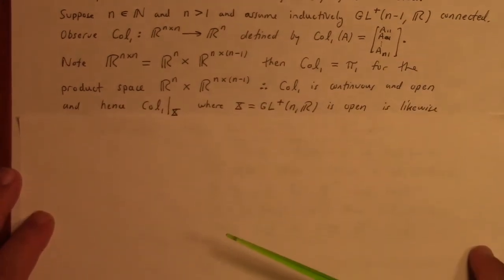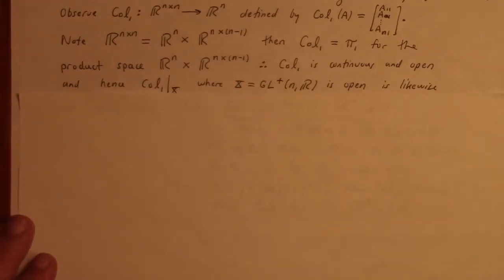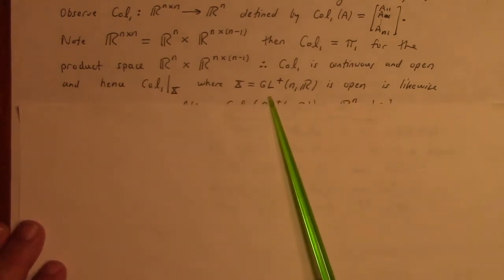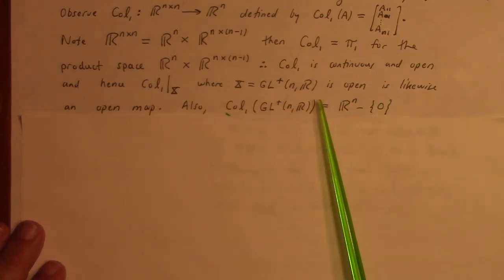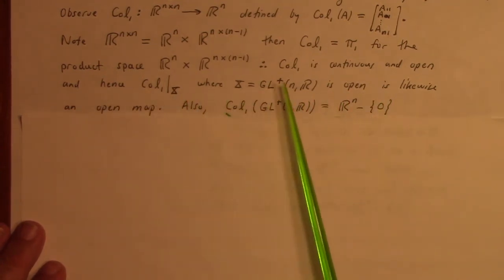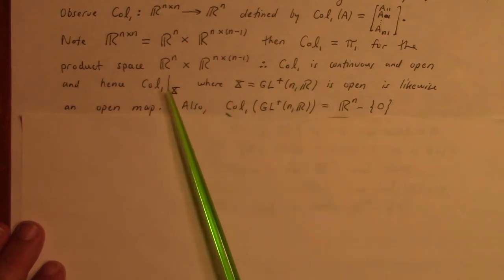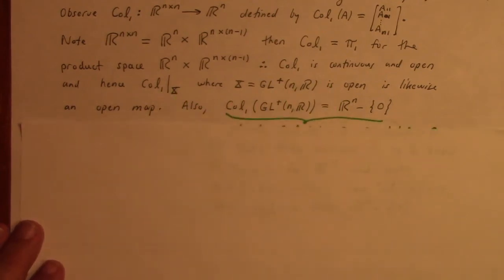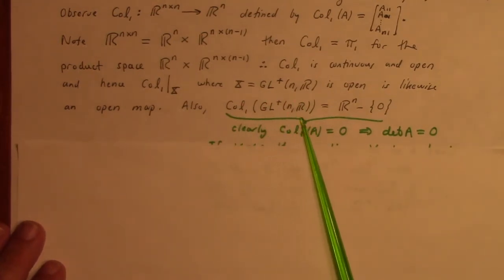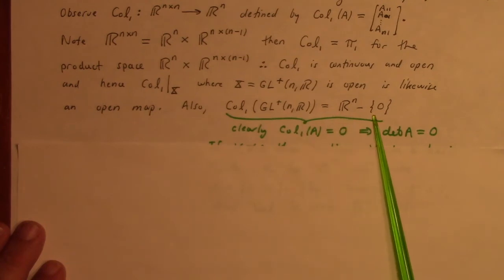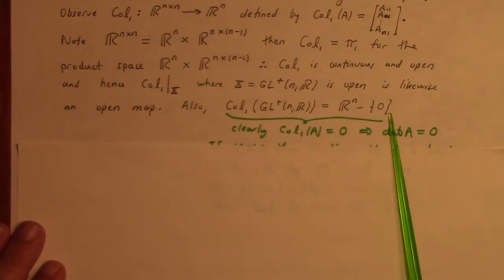And as such, you can restrict it to the GL_n^+ space, and since that's an open subset, you can restrict this continuous map to an open subset and get the restriction continuous and also open. And so that means that column 1 acting on GL_n^+(R) is in fact R^n with 0 removed.